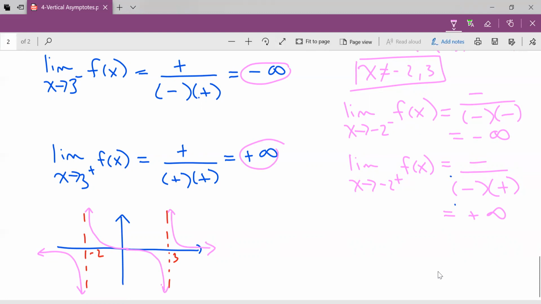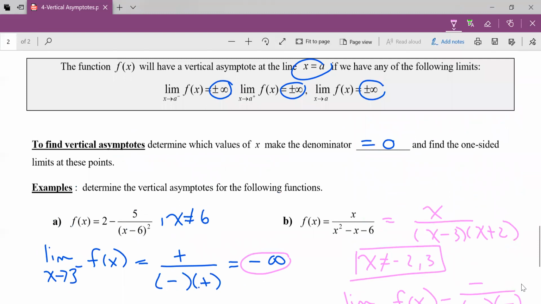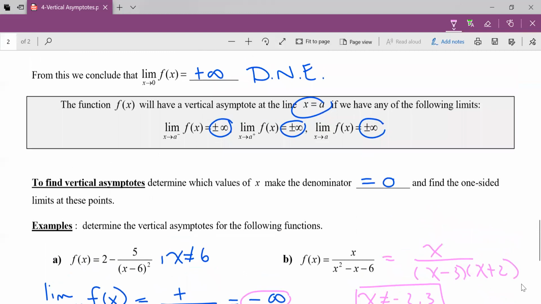So again, friends, what's really important when you're finding vertical asymptotes is it's not just enough to tell me where the vertical asymptote is anymore. I need that direction. And so that's why I need you checking these one-sided limits right here to see what's happening.